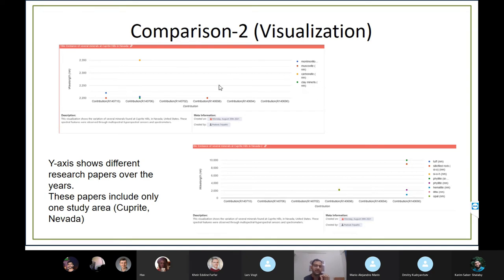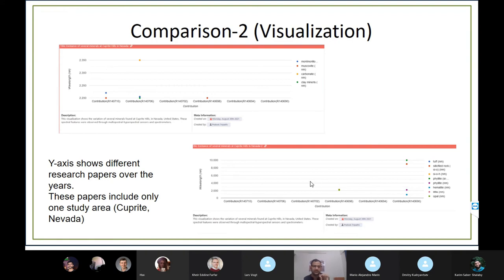Montmorillonite and muscovite are observed at around 2200 nanometers, and these contributions are from the papers. Actually, I haven't used a single study area, because these minerals are not all found at only one study area. So I have used the various research papers which have noticed these minerals at different wavelengths.